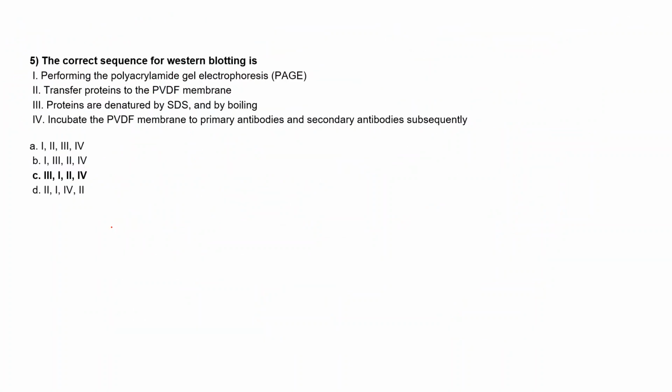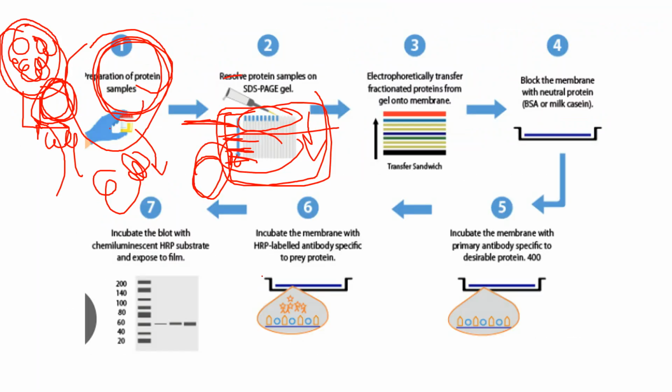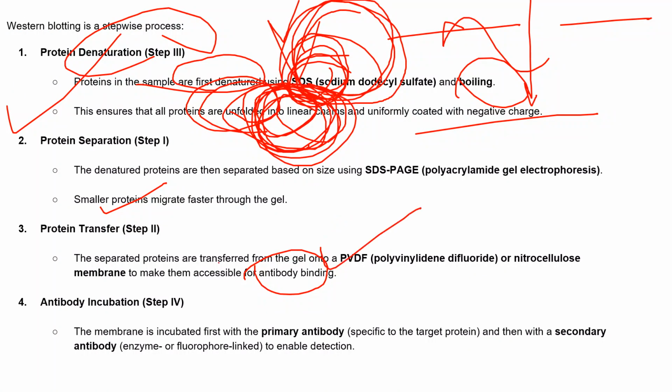And the third step is that we transfer to the PVDF membrane, so that it will allow the antibody binding. Now the sample we run on the gel, right? This antibody can't bind to this gel. For that, what we have to do is, there is a membrane, that is nitrocellulose, or a PVDF membrane. So we have to transfer these proteins onto the membrane, the transfer sandwich, right? So we have to transfer all the proteins onto the PVDF membrane. Okay, now this is done to make them accessible.